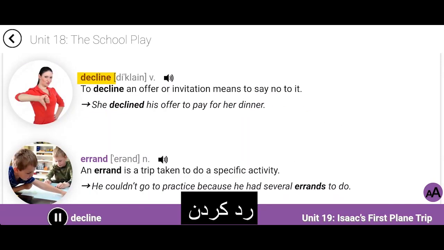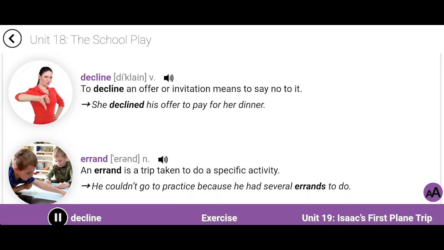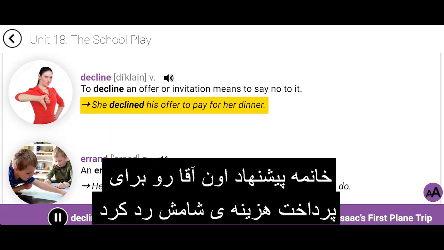Decline. To decline an offer or invitation means to say no to it. She declined his offer to pay for her dinner.